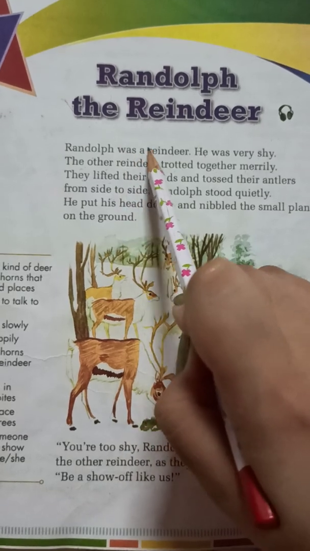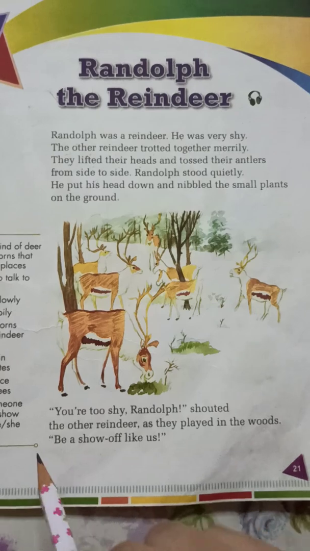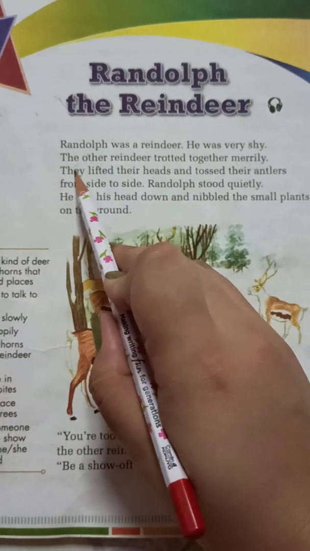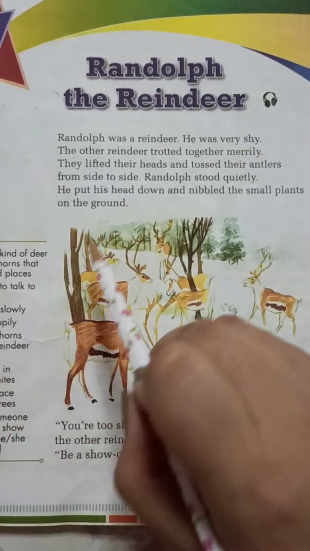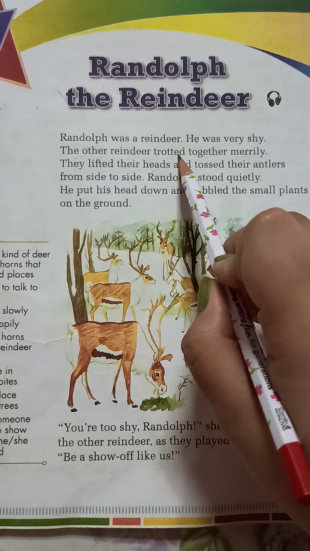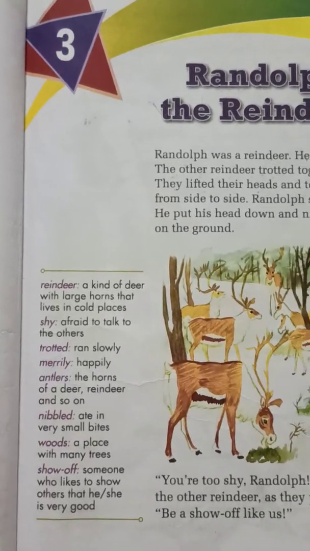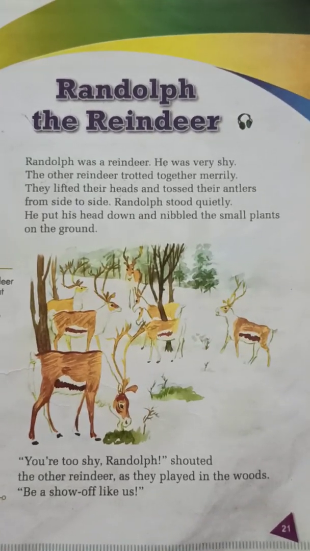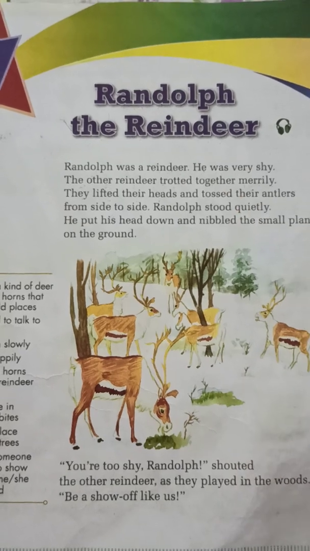Randolph was a reindeer. He was very shy. The other reindeer trotted together merrily. Let's spell trotted. T-R-O-T-T-E-D, trotted. What do you mean by trotted? Trotted means ran slowly, isn't it? The other reindeer ran slowly together merrily.